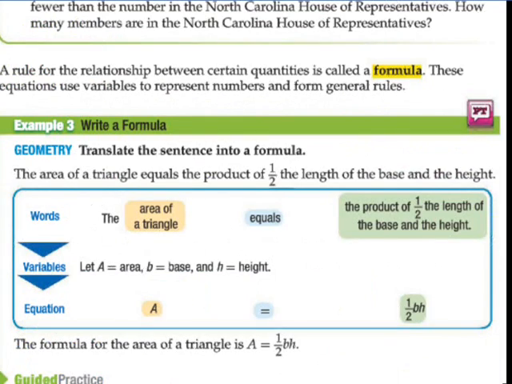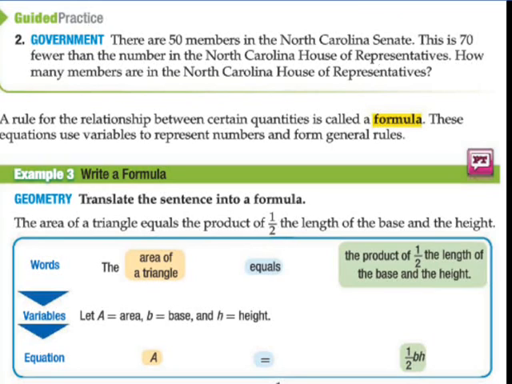So let's take a look at this example right here. We have 50 members in the North Carolina Senate, 70 fewer than the number in the North Carolina House. How many members are there in the North Carolina House? All right, so 50 members in the Senate. This is 70 fewer than the number in the House. So what can we do? Well, we have 50, and that's going to be equal to the number of members in the House of Representatives in North Carolina minus 70. Pretty easy stuff here, okay? And then obviously for the answer we get 120. All right, so r equals 120. That's not a j, it's a semicolon. Lots of uses for that.